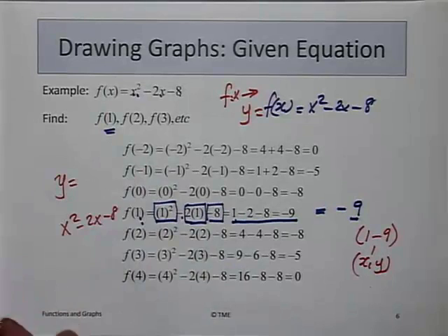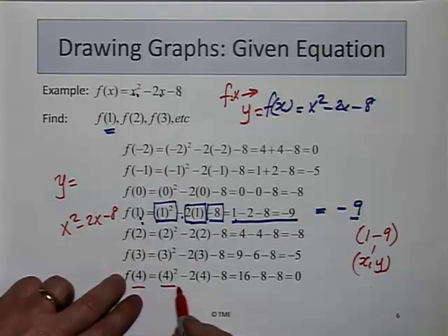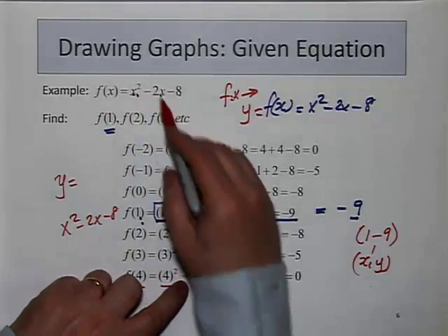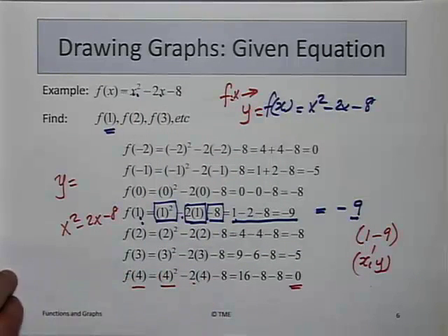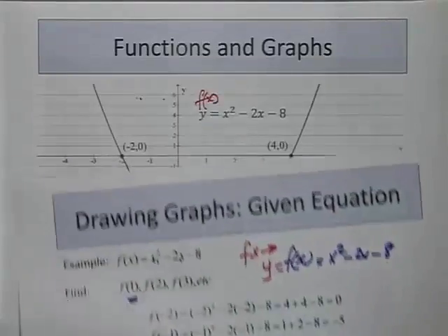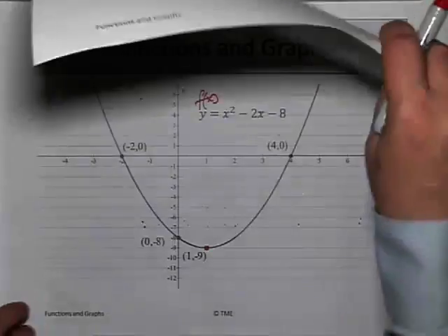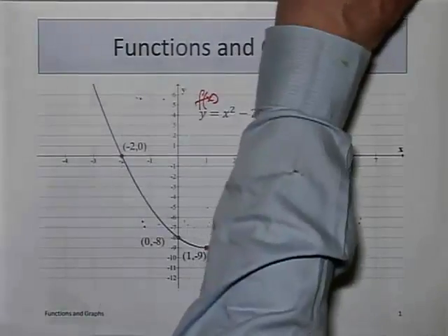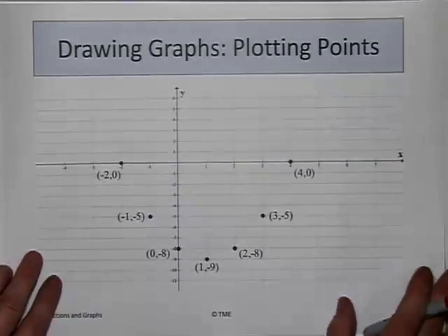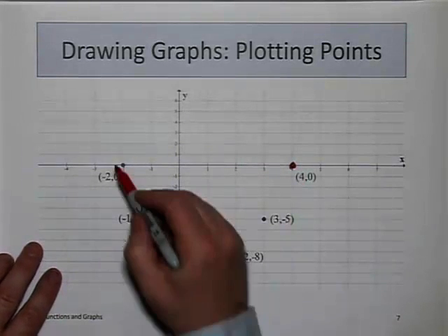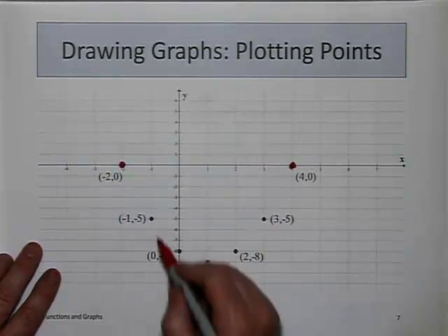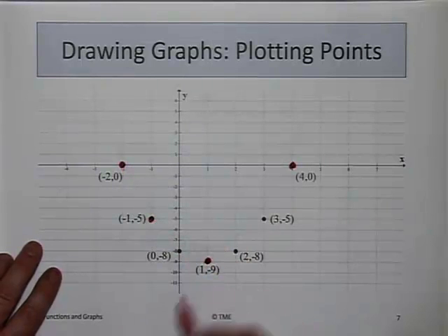And we say, what happens when I put in 4? Well, I get 4 squared, minus 2 times 4, minus 8, so that's 16 minus 8 minus 8, that's 0. So it looks like (4, 0) is a point. And what I can do with all of that is just draw those points. The (4, 0) is a point, and I might get the (-2, 0), and the (1, -9) I got.